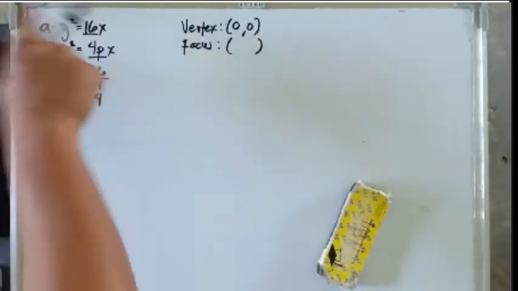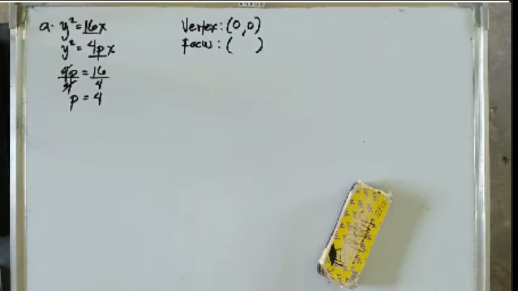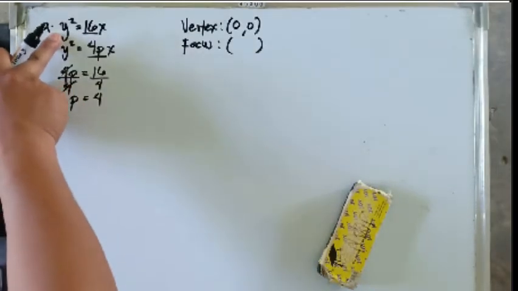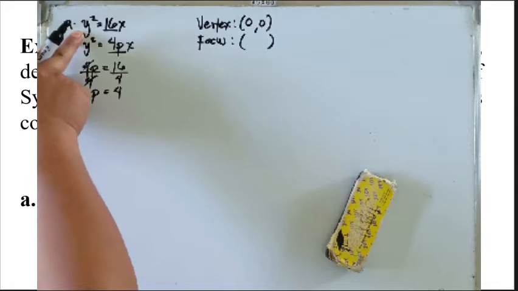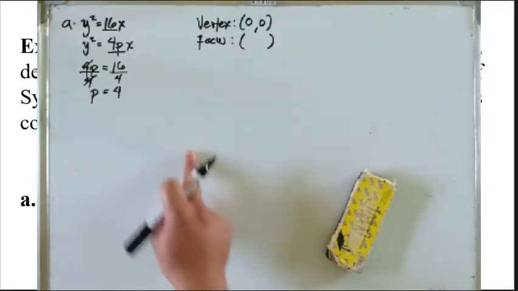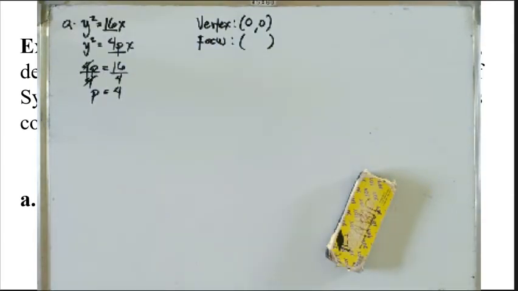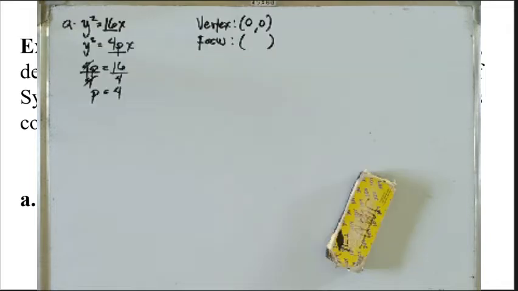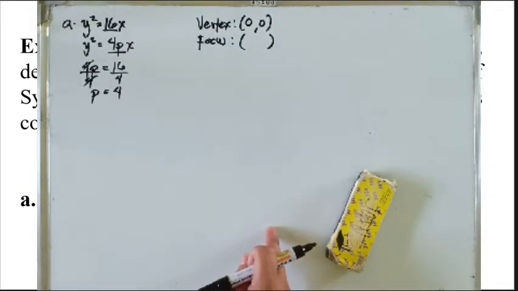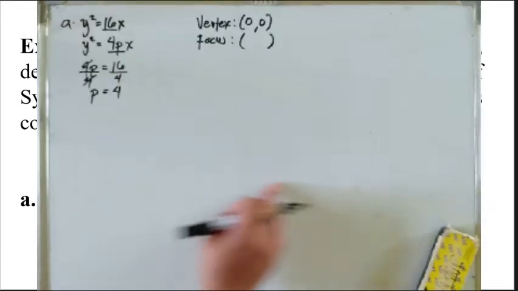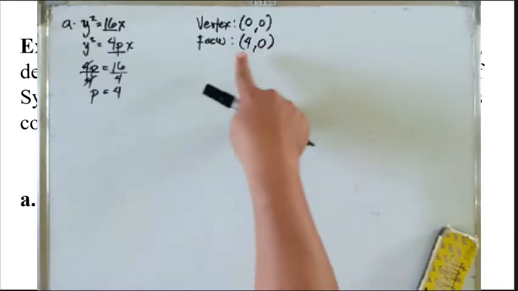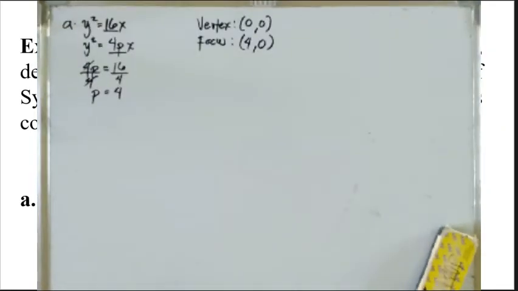Now we need to analyze the given equation, y squared is equal to 16x. Since we have a quadratic term with the variable y, it is obvious that the parabola is opening either rightward or leftward. But since the value of p is positive, we are pretty sure that the parabola is opening to the right. If that's so, the focus is lying on the x-axis. Therefore, the focus is (4, 0). We need to write the 4 first before 0 because the focus is lying on the x-axis.